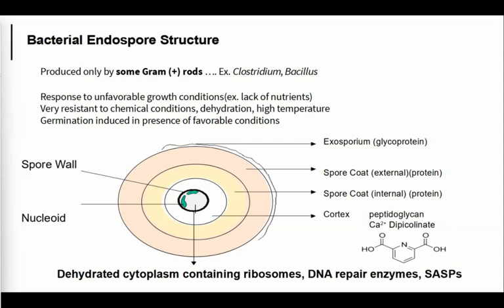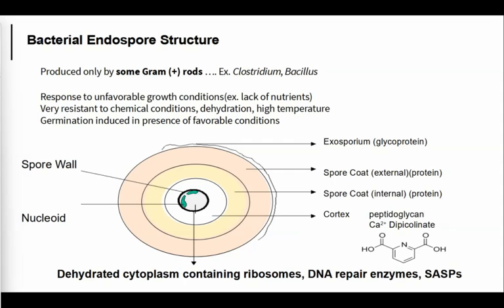endospores can wake up. So by favorable, that means nutrients are present. Some liquid water is present. Some endospores can be activated by heat, which will allow the nutrients in the water to penetrate into the endospore coat. So how are they so resistant?